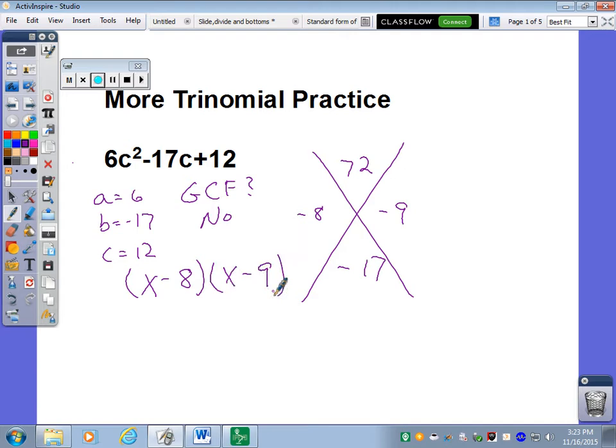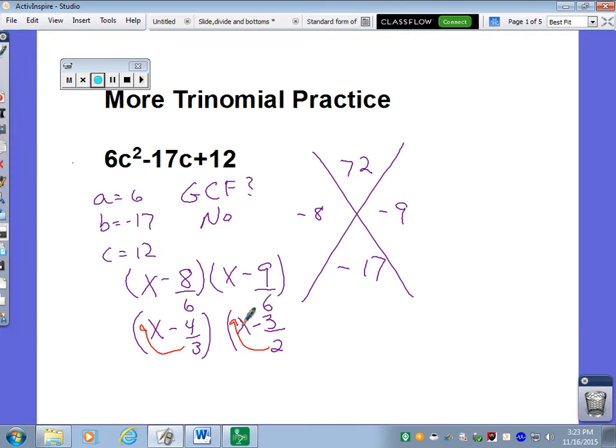Now, whatever the a is goes in the denominator of these two numbers. Can these be reduced? Yes, they can. 8 and 6 are both reducible by 2, and then this is both reducible by 3. So at this point, since we still have fractions left here, we use the bottoms up step. And this ends up being 3x minus 4 times 2x minus 3.